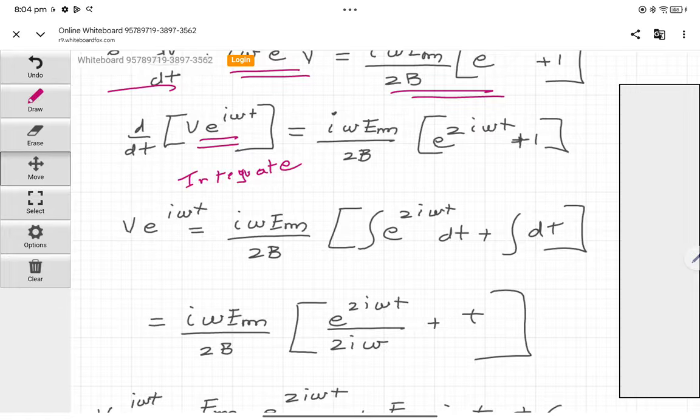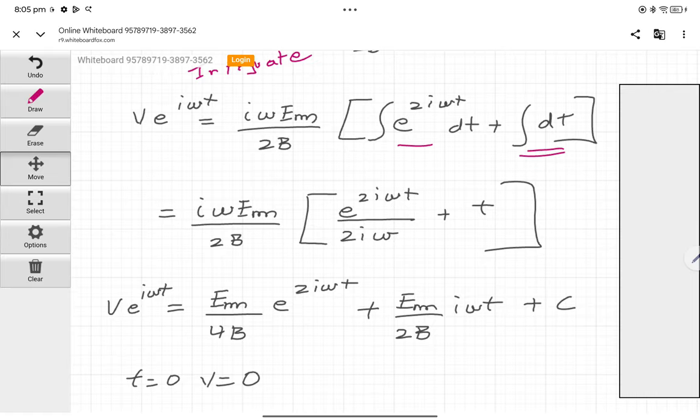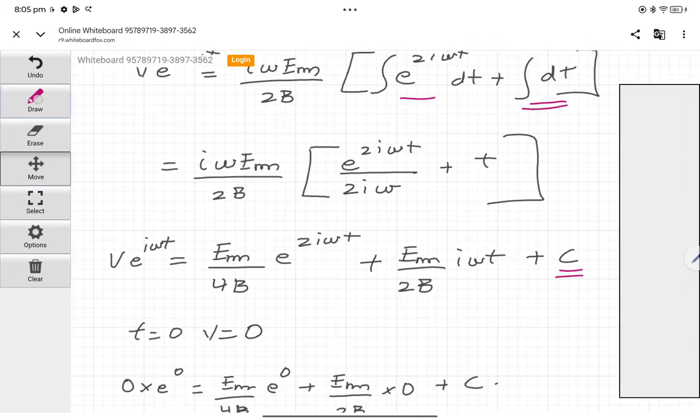So you get basically two terms. One is e raised to 2i omega t and the integral of dt, which you can do very simply, and we get this. Okay, now don't forget to put the constant of integration, right? Since we have not taken definite integrals over here, it is better you put the constant of integration, and to evaluate it we use boundary conditions.